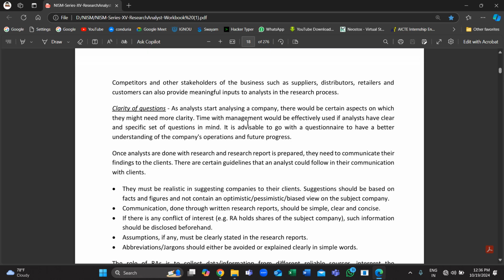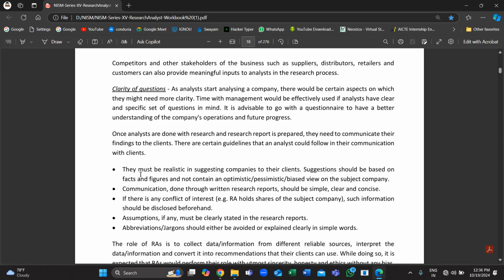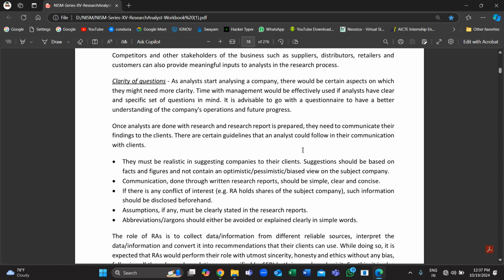This tells that when the analyst starts analyzing, there would be certain aspects on which they might need more clarity. So time with management would be effectively used if analysts have a clear and specific set of questions in mind. It is also advisable to go with a questionnaire to have a better understanding of a company's operations and future plans. Once analysts are done with the research and the research report is prepared, they need to communicate their findings to clients. There are certain guidelines that analysts could follow in their communication with the clients.